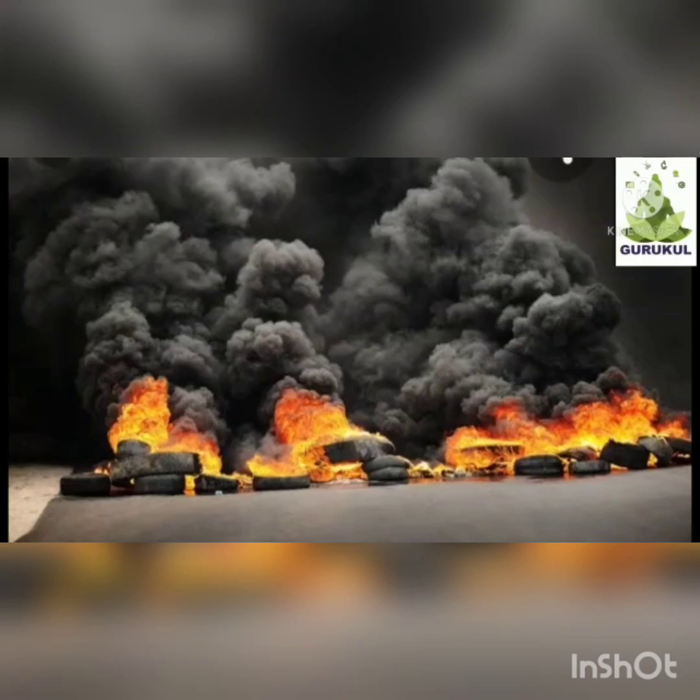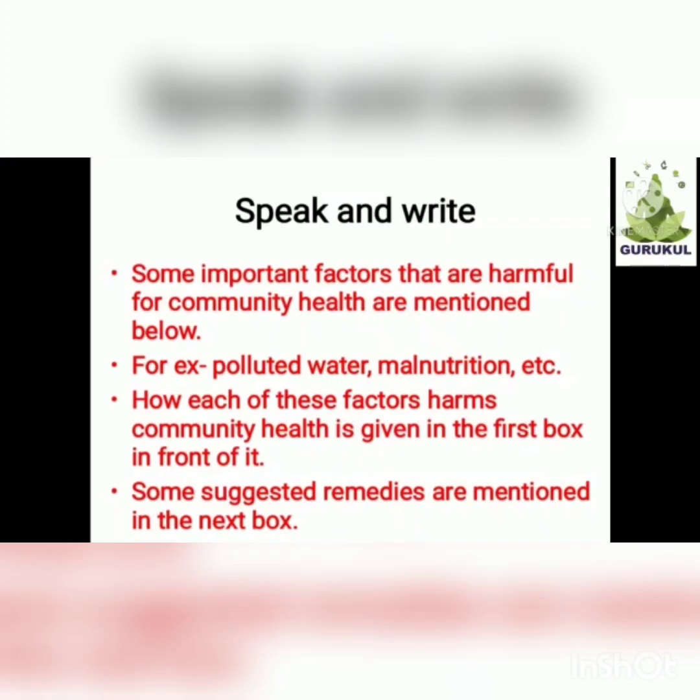Now let's see another point, that is speak and write. Okay. Some important factors that are harmful for community health are mentioned below. For example, polluted water, malnutrition, etc. How each of these factors harms community health is given in the first box in front of it. So for this, compulsorily all of you have to open your EVS 1 textbook page number 134.